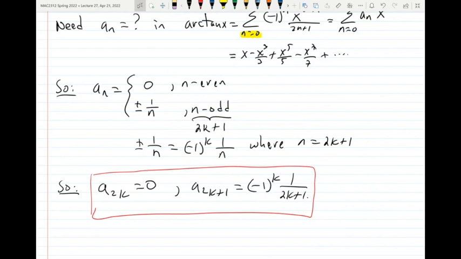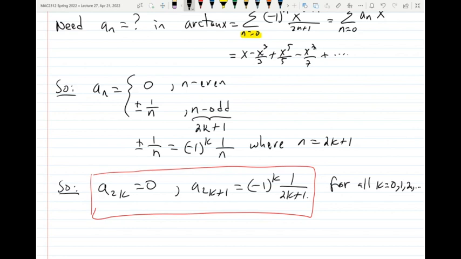Here I'm saying when the index is even, it's going to be 0. When the index is odd, figure out what this k is by doing n minus 1 divided by 2, right? So if this is a 7, what is your k? It's 3, right? So it's pretty easy to figure out k. So find your k, and then this will be negative 1 to the k, 1 over that number. Yes? So it's easier than the previous one. And this is true for all k: 0, 1, 2, etc. Okay?